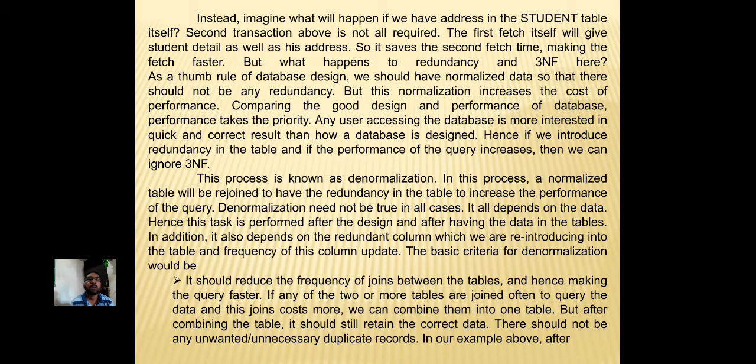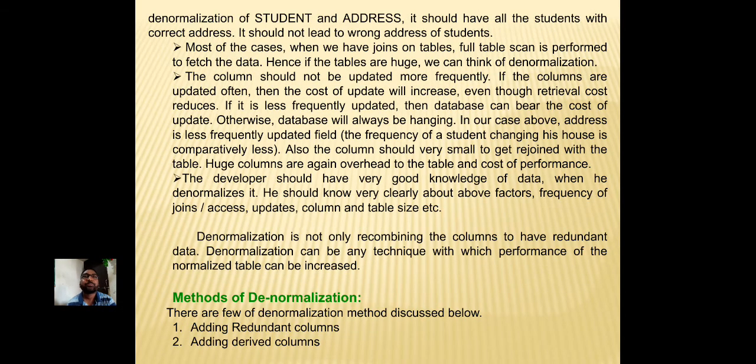In our example above, after denormalization of student and address, it should have all the students with correct addresses. It should not lead to wrong addresses for students. Second, in most cases when we have joins on tables, a full table scan is performed to fetch the data. Hence, if the tables are huge, we can think of denormalization.